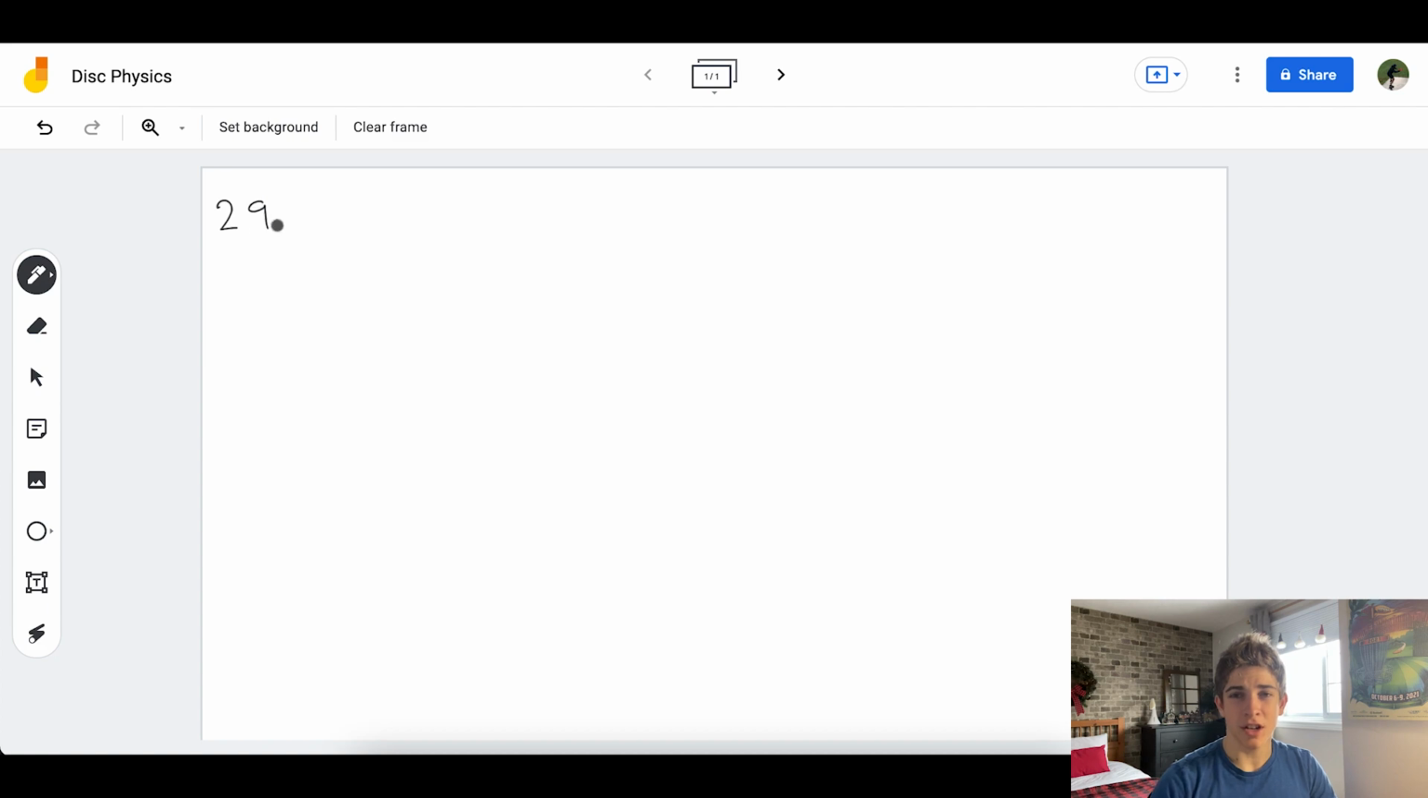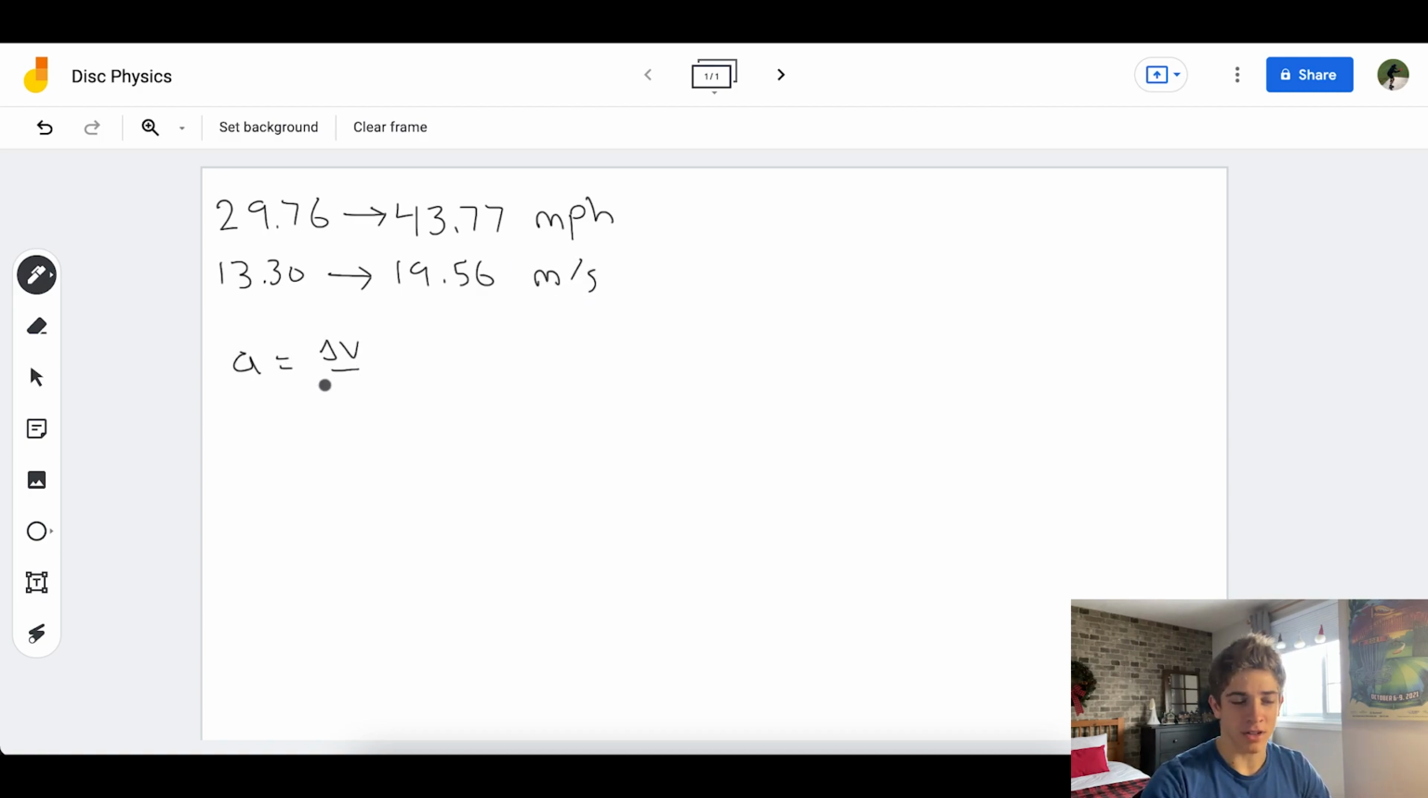The definition of acceleration is the change in velocity over the change in time. So I'm just converting miles per hour to meters per second right now so we can work in the proper units. And then I'm going to write the equation here. So delta V over delta T. Delta just means the change in.